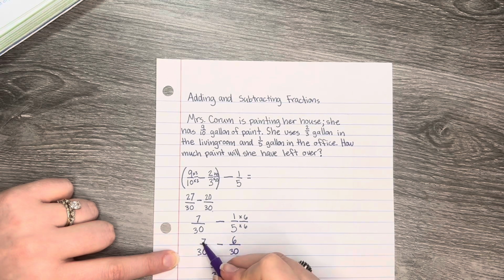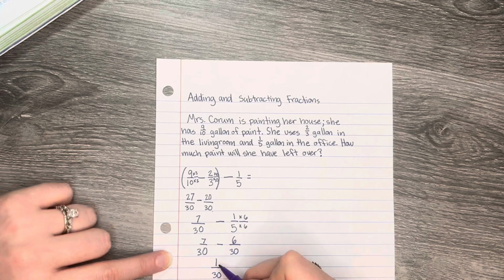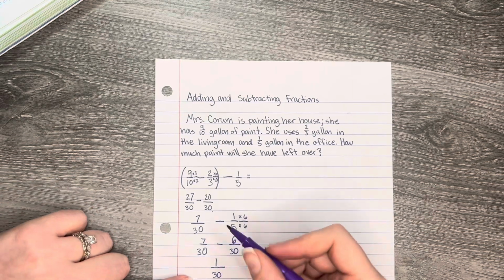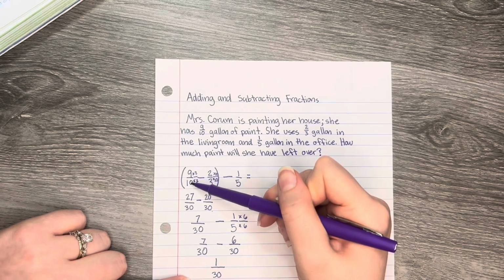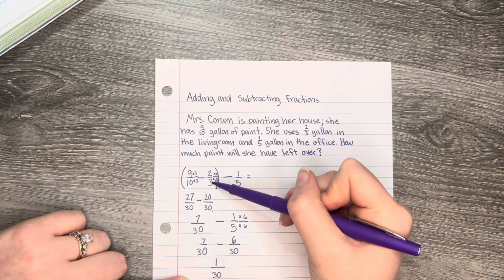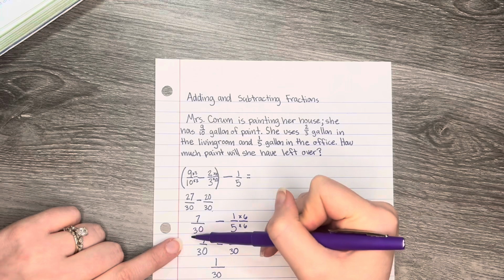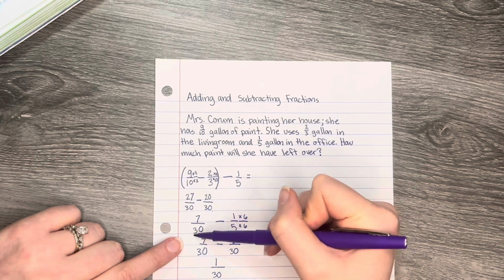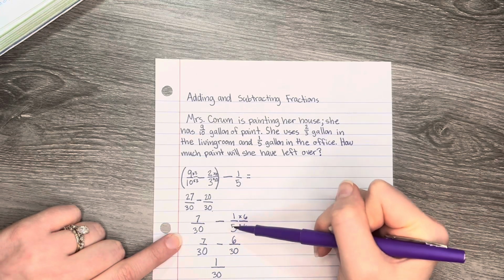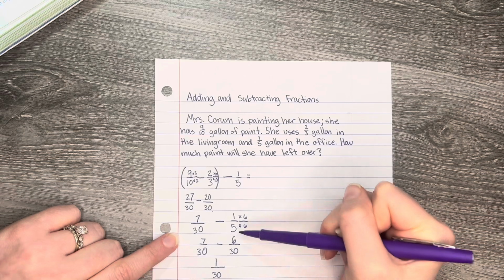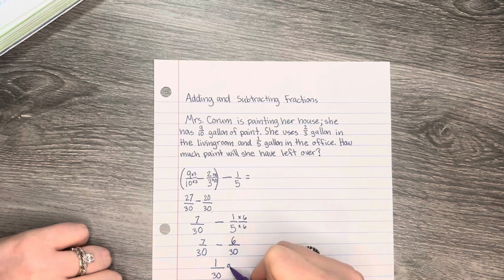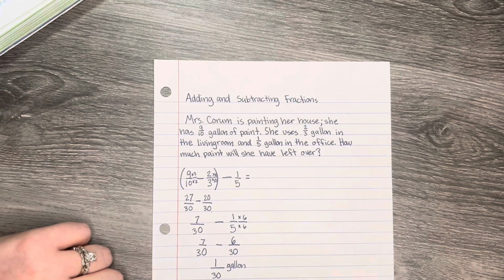There were 7 pieces. I'm taking away 6 pieces. I'm left with 1 piece. So I started with 9/10 of a gallon of paint. I subtracted the 2/3 gallons and ended up with 7/30 gallon of paint. Then I used another 1/5 gallon of paint and I was left with 1/30 gallon. This is one way to solve this problem.